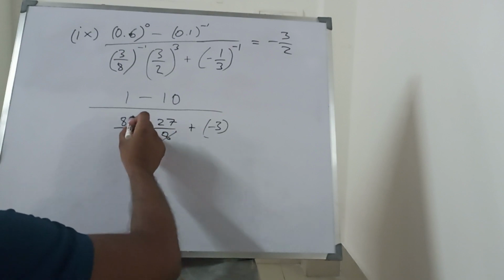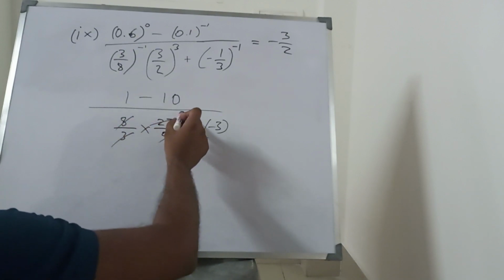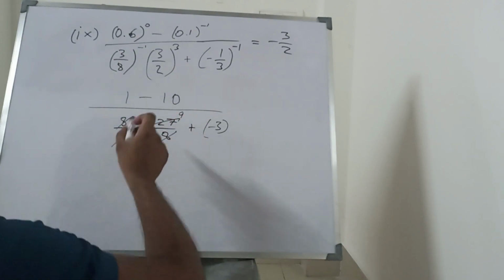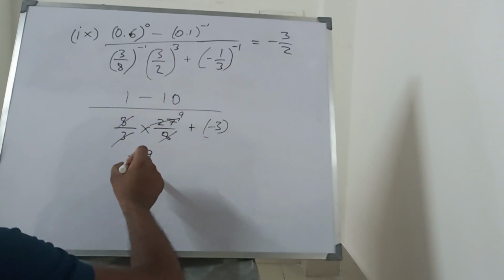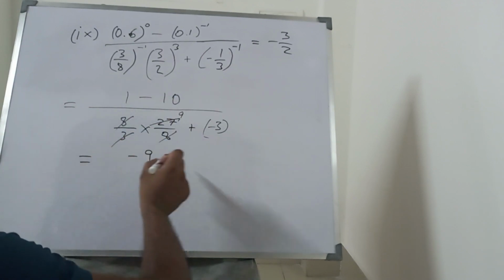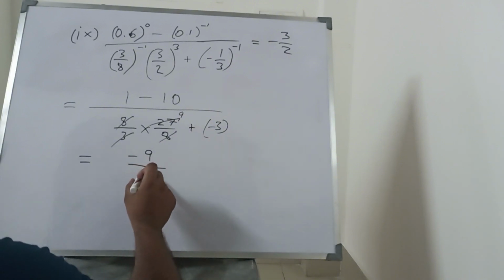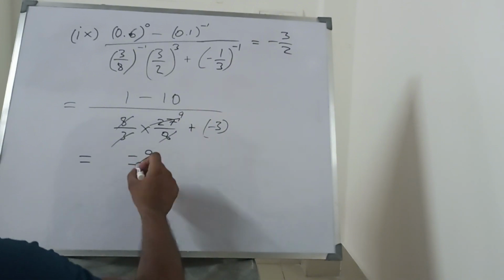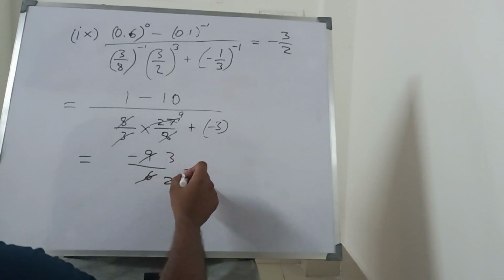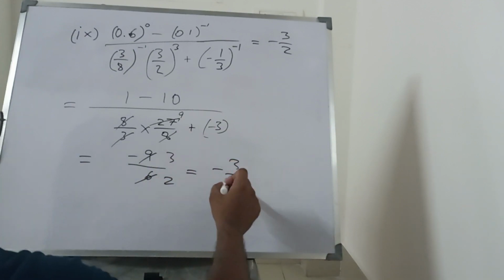So 8 and 8 get cancelled. 3 over here is 3, 9 is 27. And then minus 9 comes up in the numerator. And 9 minus 3 is nothing but 6. So 3 3s are 9, 3 2s are 6. So minus 3 by 2 is the answer.